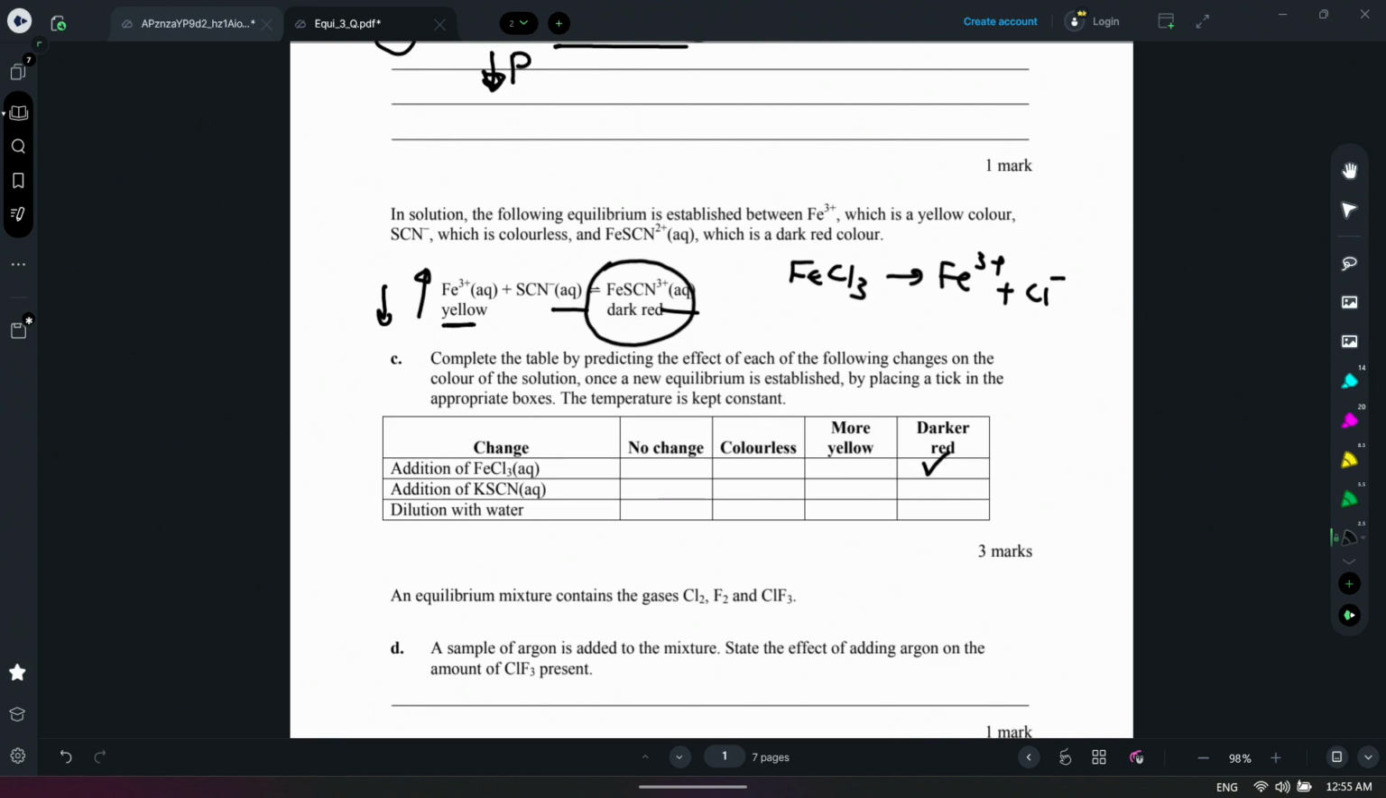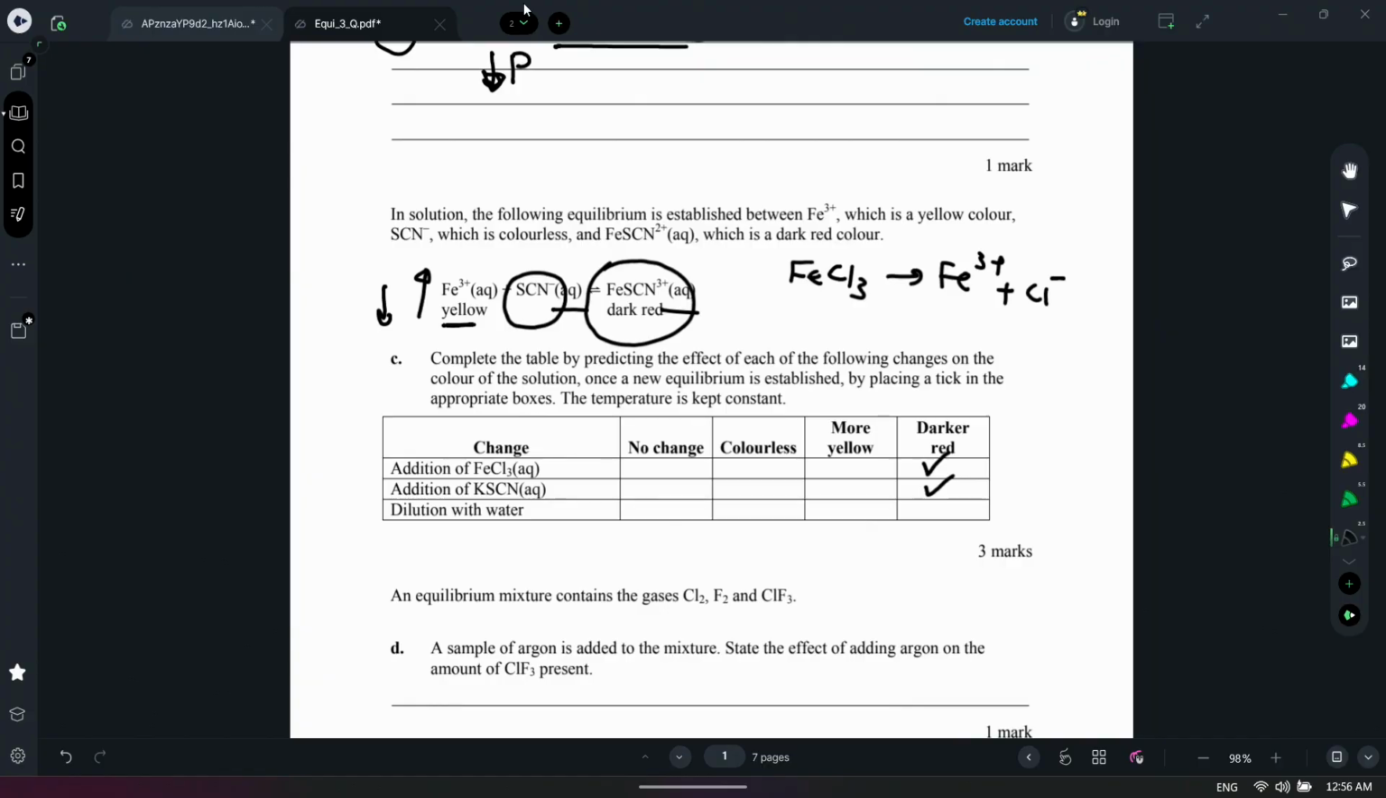So that's simple. Okay, adding KSCN. Now it's like adding Fe3+, isn't it? SCN- is one of the reactants. So when you add SCN-, its concentration will increase. The system will partially oppose the change by trying to decrease the SCN- concentration. Therefore, the system will favor the net forward reaction. Then again, the darker red color will increase. Okay, is that clear to you?